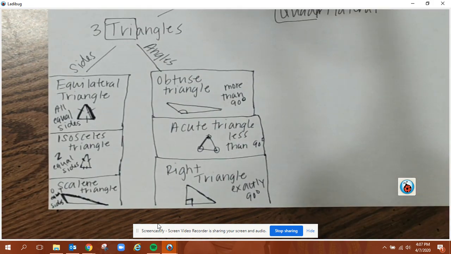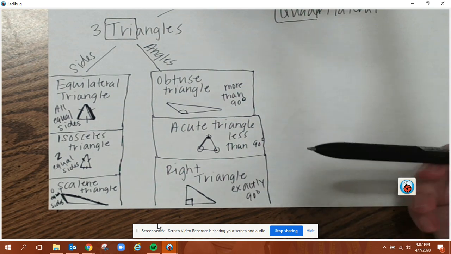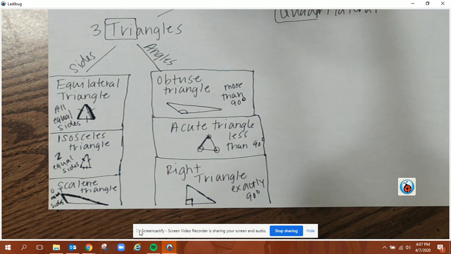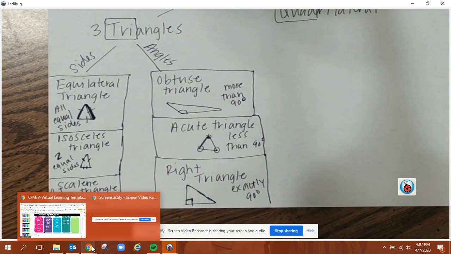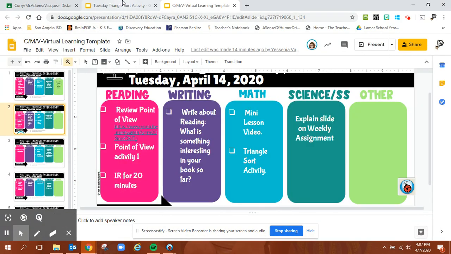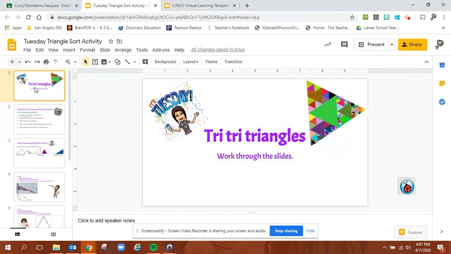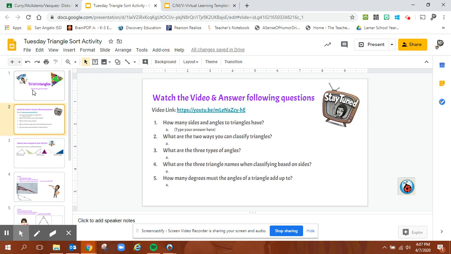Okay, so those are 6 different types of triangles. Okay? Now what we're going to do is look at our assignment for the day, kind of go over some things, and then you'll be good to go. Alright, so the first thing you're going to do is watch a video, just like you did yesterday, and then answer questions from the video.